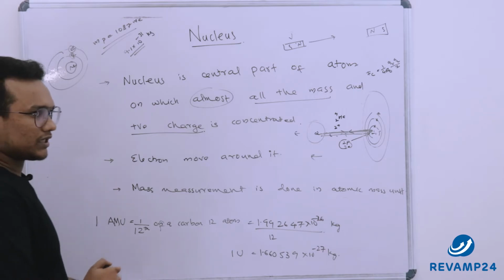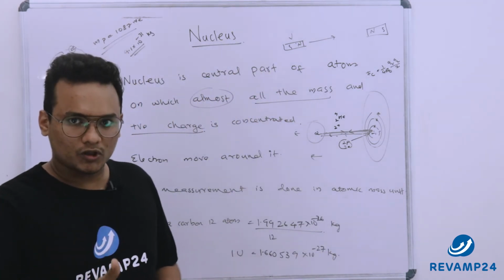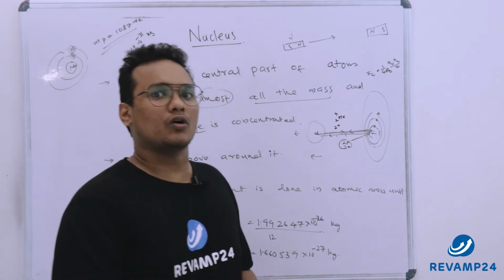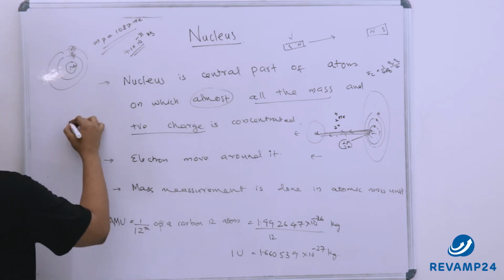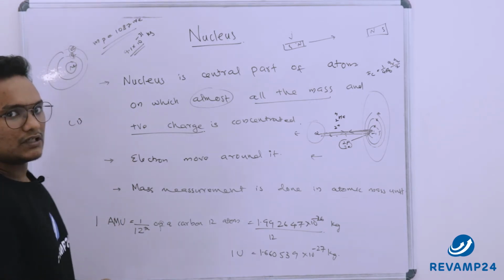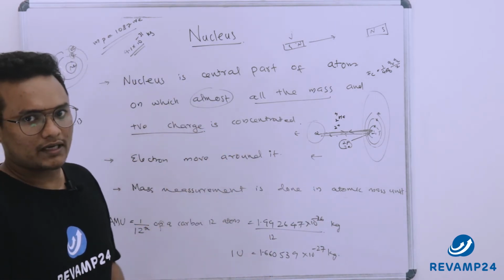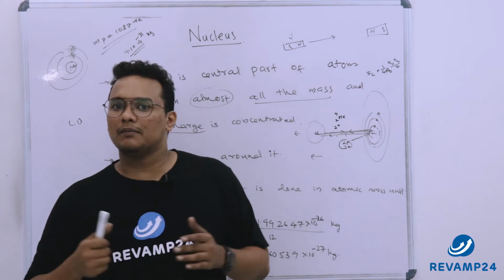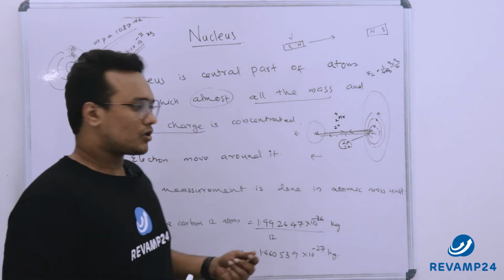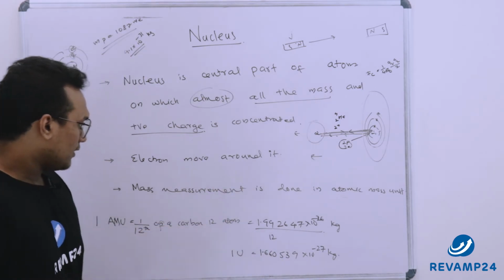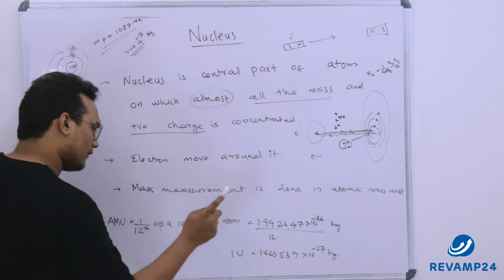So it is 1/12 of a carbon 12 atom. Carbon has 6 protons, 6 electrons and 6 neutrons. Why am I saying carbon 12? We have carbon 13 as well. There are different types. I will explain what isotopes are. Isotopes are nothing but elements that have the same atomic number and different mass numbers. So instead of taking other isotopes like C13 or C14, we take the carbon 12 atom itself.